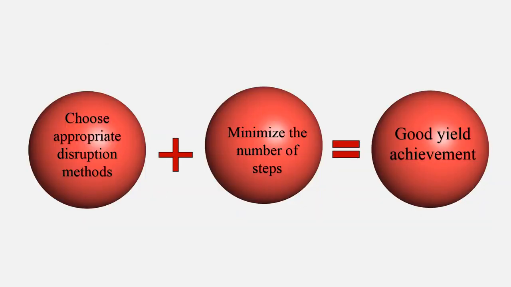To achieve a good yield of the product, first, we need to choose the appropriate disruption method plus minimize the number of steps. للحصول على yield عالي من المنتوج يجب اختيار الطريقة الملائمة للتحطيم مع تقليل خطوات عملية التحطيم.